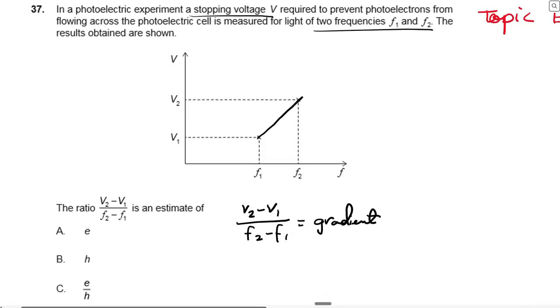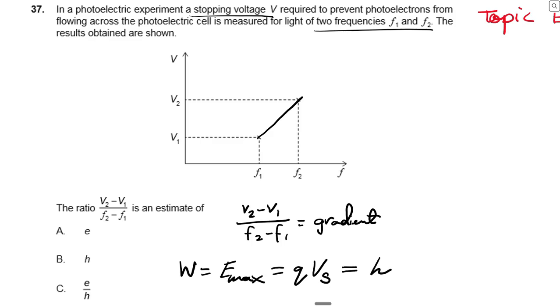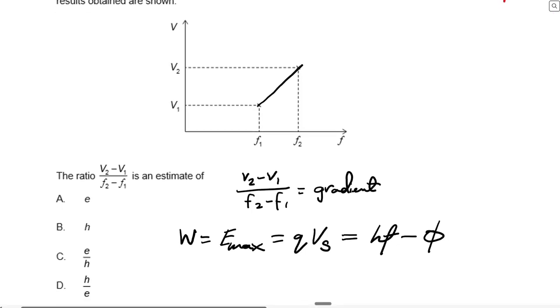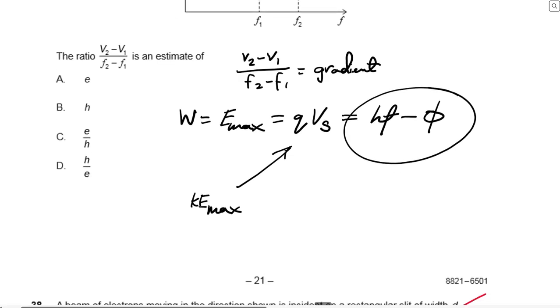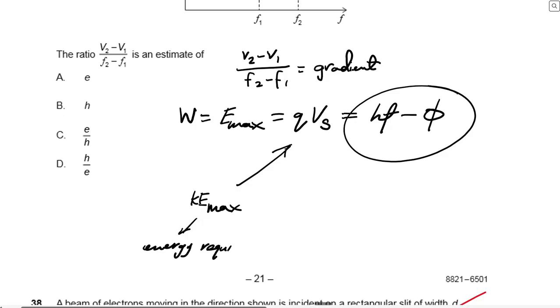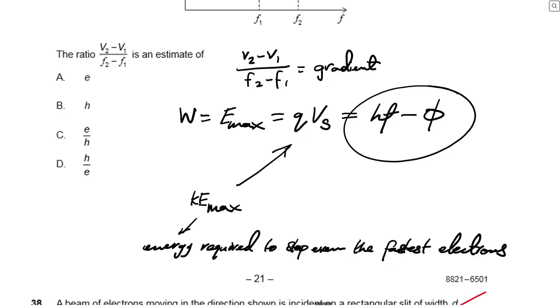We should remember that for stopping voltage, the work done is our Emax. From topic D, our work done is charge times stopping voltage when we have an electron or any charge, but that is also equal to hf minus work function, from topic E. This comes from our KE max, and that is the energy required to stop even the fastest electrons. Let's say photoelectrons, because we're talking about the photoelectric effect.